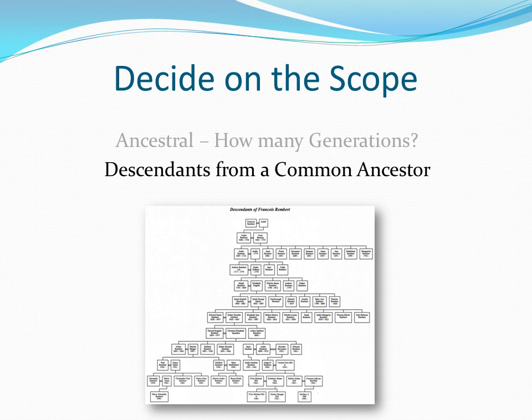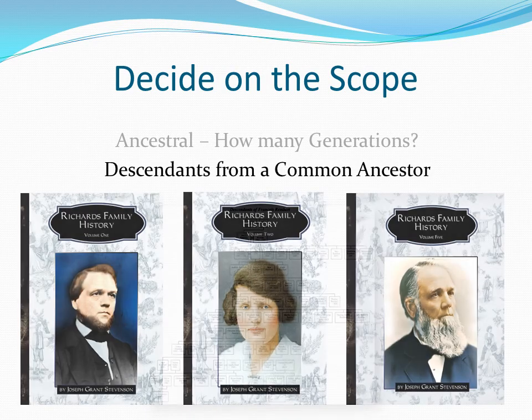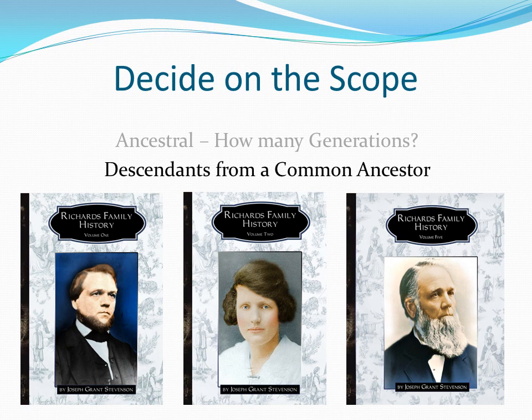like what Dad did with the Richards family, he did an ancestral one first, and then volume 2 was the common ancestor and the children. Then volume 3 was the grandchildren. And then he did the great-grandchildren for volume 4. So you can do that as you do a descendant one.